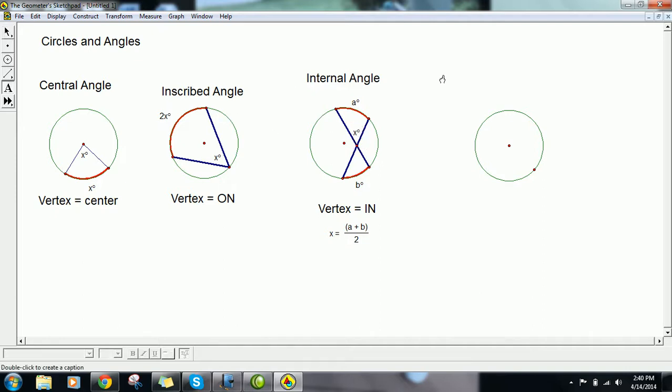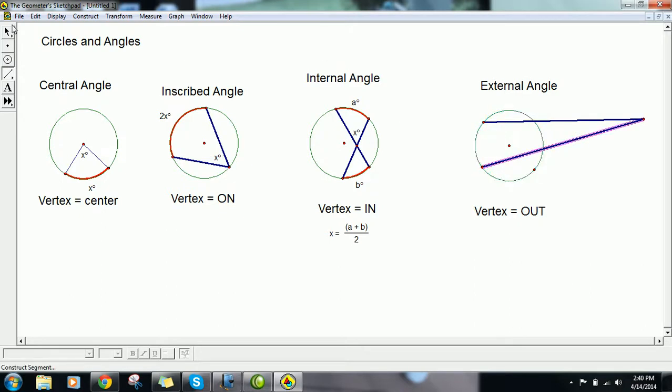The final case is what I would call an external angle. Again, I'm naming them dependent upon the location of the vertex. So an external angle would have the vertex outside the circle. Again, it's the location of the vertex that determines the rule that relates the angle to the arc or arcs. For this particular case, let's give you a quick drawing. Way out here, we have an angle, and we can find that angle, called x. Note that it's outside the circle.